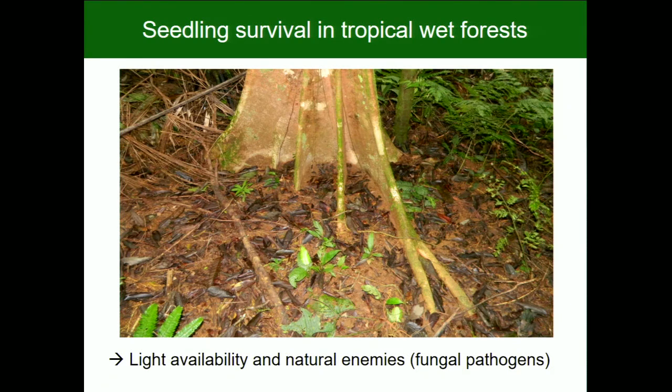Generally, our understanding so far is that most of the variation in tree seedling survival is driven by light availability. It's generally very dark, but if a gap in the canopy opens up, then tree seedlings are more likely to survive and to actually make it to the canopy. Another big factor is attack by natural enemies. It can be herbivores, but mostly fungal pathogens that attack in the first weeks of the seedlings' lifespan, and seedlings die from that.